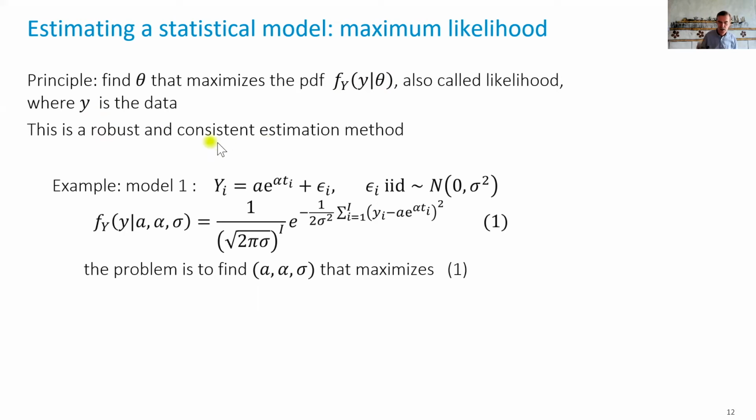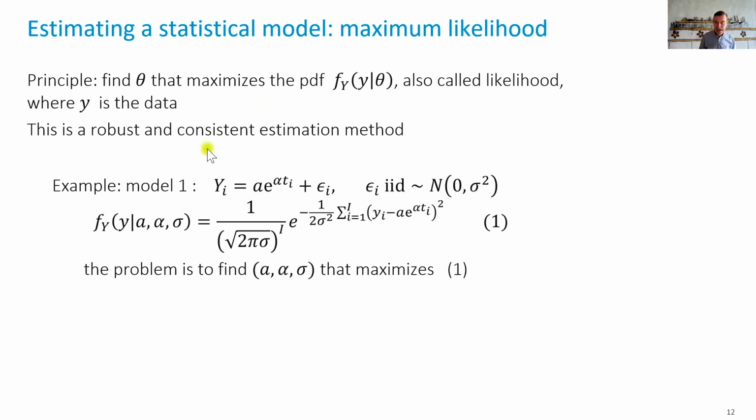And it is consistent in the sense, as I said before, that if you have a large amount of data, the more data you have, if your model is true, then you will, in the long run, get the true value. So because of those properties, this is often used.